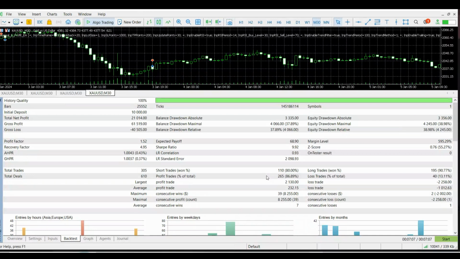But let's be realistic. No system is a straight line to the top. And as algorithmic traders, we have to look at the risk. The maximal relative drawdown on this account reached 37.89%, or about $4,066. For some conservative traders, nearing a 40% drawdown might feel a bit aggressive. However, when you weigh a 38% risk against a 210% reward, the math makes sense for a growth-focused portfolio.